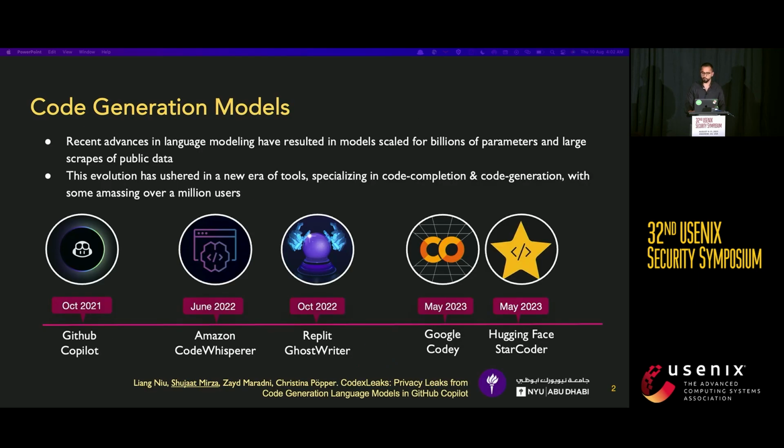Recent improvements in language models have led to larger models, which can be scaled to billions of parameters and trained on large scales of data. This progress has introduced new tools for code generation and code completion, with some of these tools already amassing more than 1 million users. Back in 2021, GitHub released Copilot, which was then followed by Amazon and Replit releasing Code Whisperer and Ghostwriter the following year. Very recently, Google and Hugging Face also released their code generation language models called Cody and StarCoder.